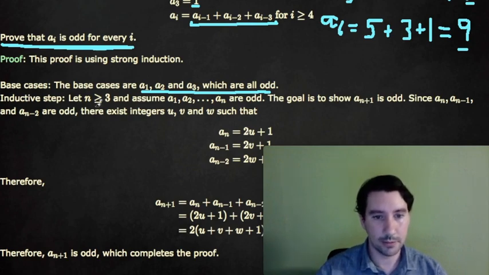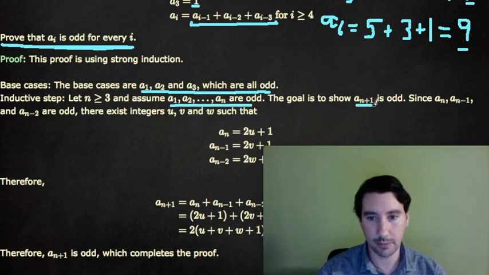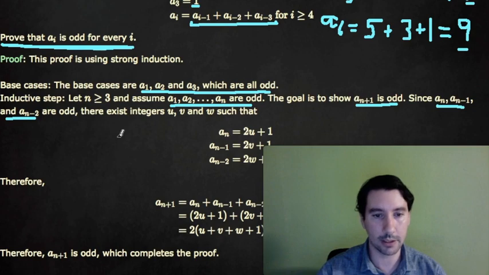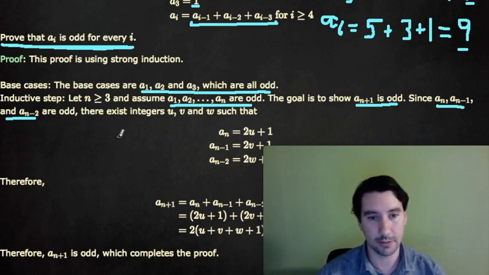So let's assume n is bigger than or equal to 3, and A1 through An are all odd. And the goal is to show that An plus 1 is also odd. Well, we know that An, An minus 1, and An minus 2 are all odd. And here's where we're using strong induction, so we're using more than one of the previous statements. And in fact, we're assuming A1 through An are all odd, so we can use the fact that the last 3 terms are all odd.